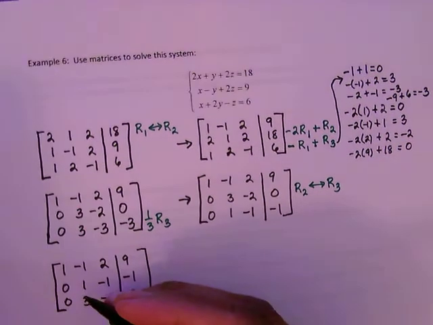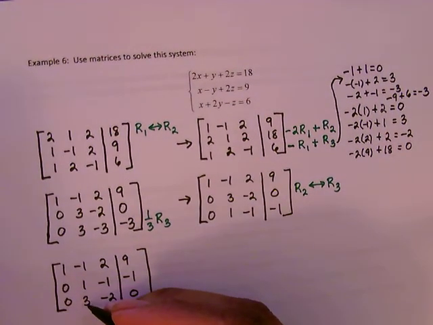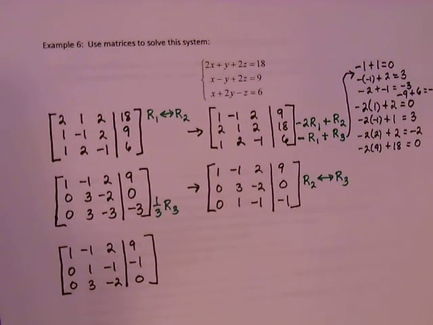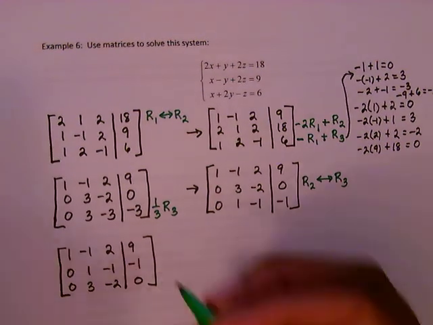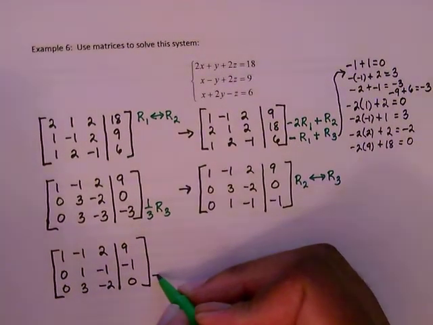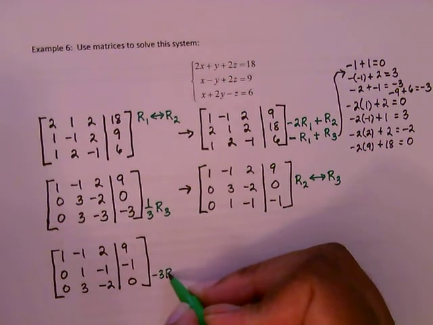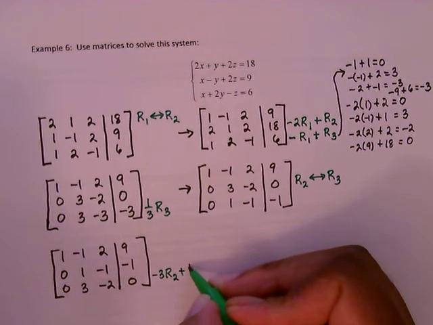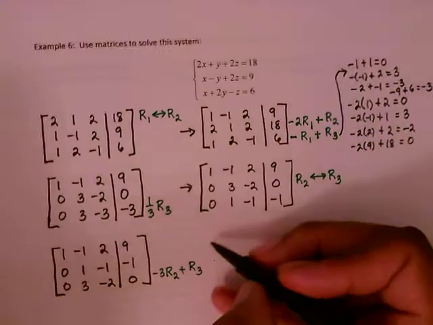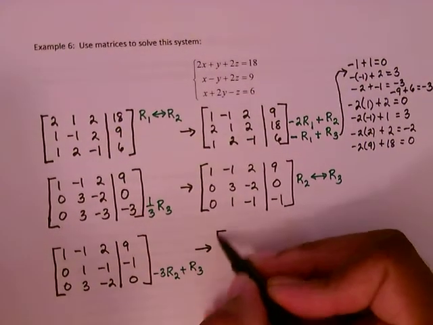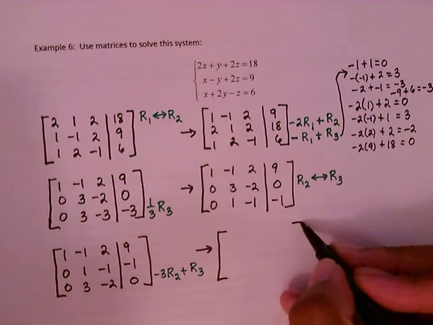Okay. Now the last thing I need to do here, I got a 3 here, but I need a 0 underneath that 1. Well, let's think about this. It's a positive 3, so I need to make that negative 3 times what's in row 2, and I'm going to add that to the corresponding elements in row 3. So this is what I'll have.